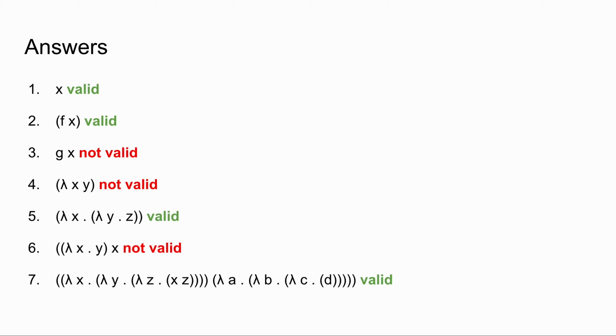Here are the answers. The first expression is a valid variable. The second expression is a valid function application. The third expression is not valid because it is missing parentheses. The fourth expression is not valid because it is missing a dot between x and y. The fifth expression is a valid function definition. The sixth expression is not valid because it is missing a right parenthesis. Lastly, the last expression is really long, but it is a valid function application.